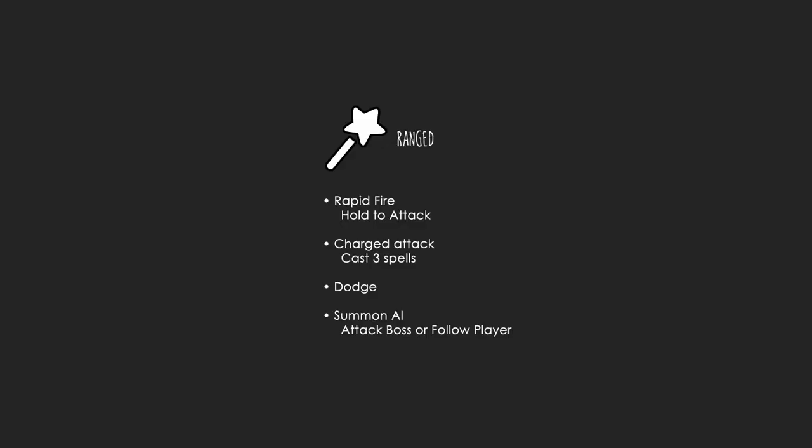For the range class, the mage, you'll have rapid fire abilities. You'll have a charge attack, so you can charge for 3 different times, and when you release the mouse button, based on your charge, you perform a different spell. And finally, for the range character, we're going to make a summon, an AI that you can command to follow you around or go to the boss and attack the boss. I'm not too sure about this because I'm going to have to experiment a little bit. I didn't even have this in my own game, so it'll be something new to try, and I think it's going to be fun.